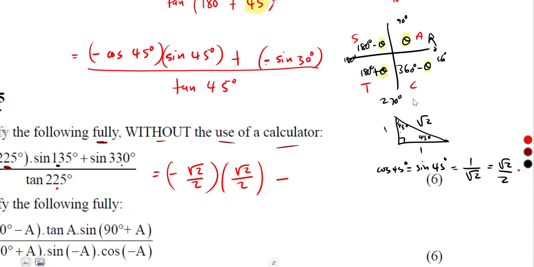So we need sine 30 from this triangle. It is what? 1, 2, square root of 3. So sine 30 opposite over hypotenuse is what? 1 over 2.